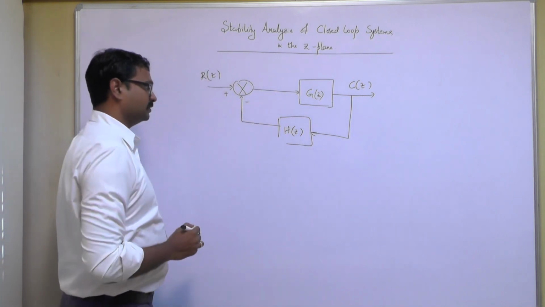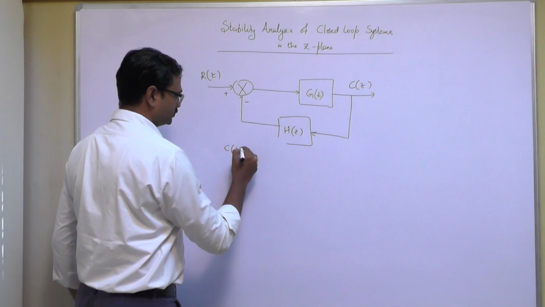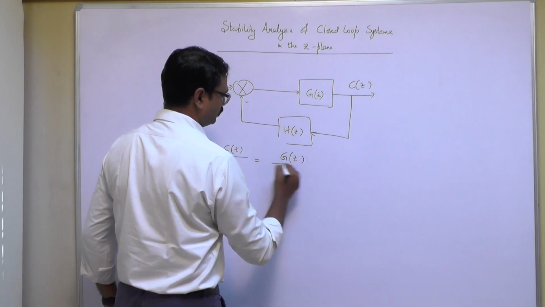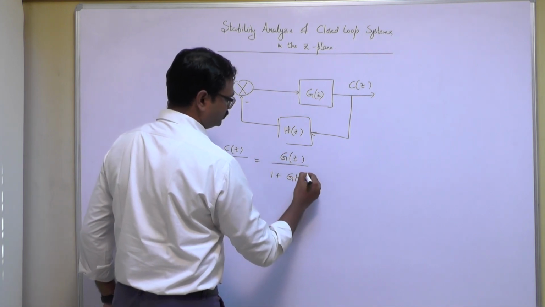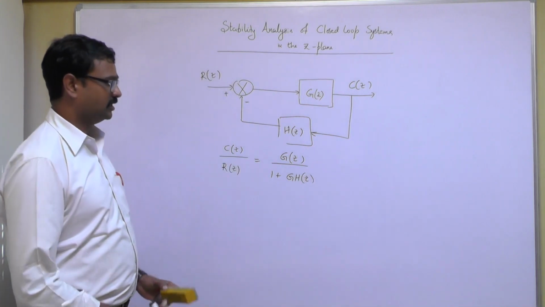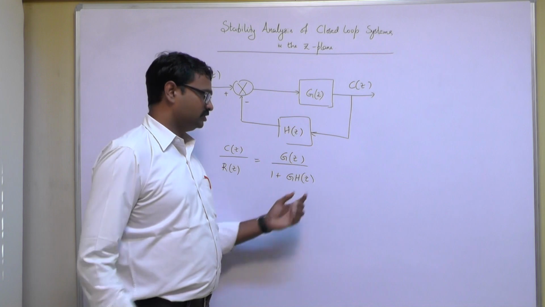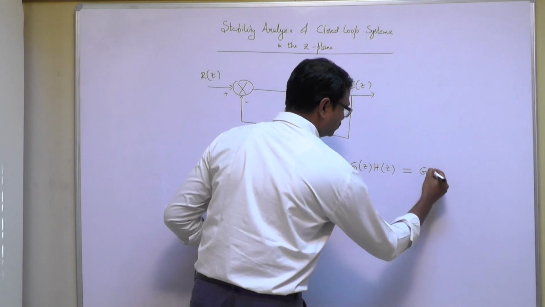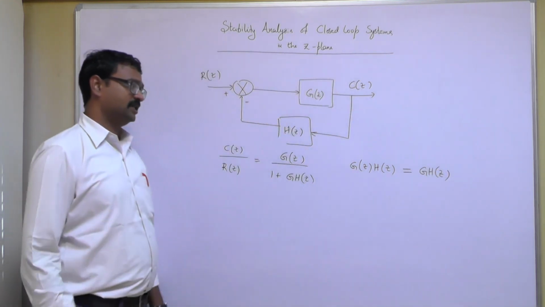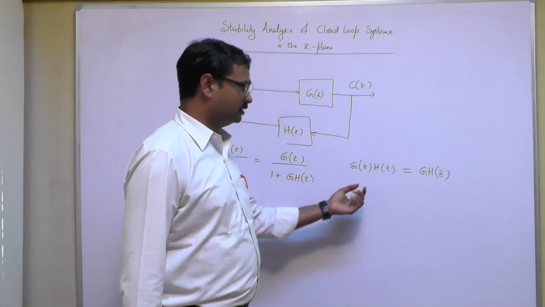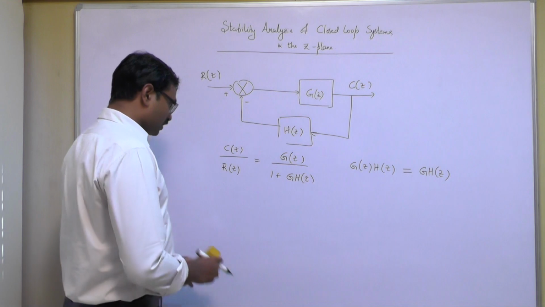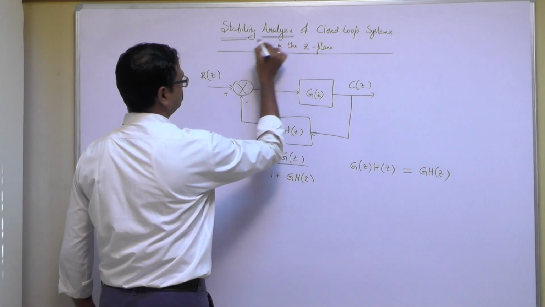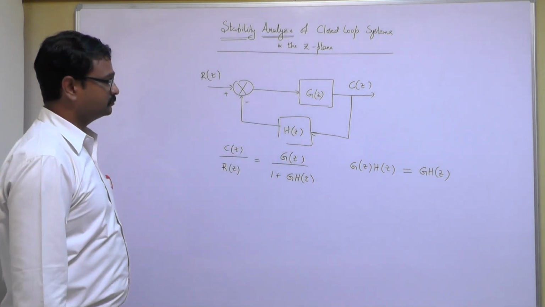And we have a negative feedback here, and obviously we know that the transfer function of this is C of Z by R of Z is equal to G of Z by 1 plus G into H of Z. Because there is no sampler, we can directly multiply G of Z into H of Z, which is equal to GH of Z. As we have discussed in our previous classes, this combination of these two polynomials gives us GH of Z.